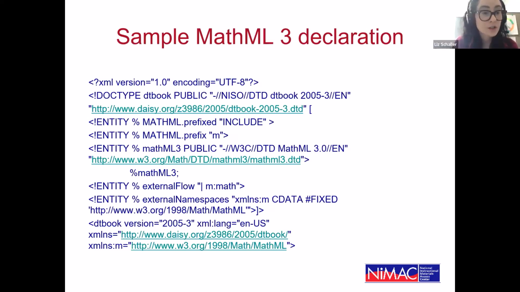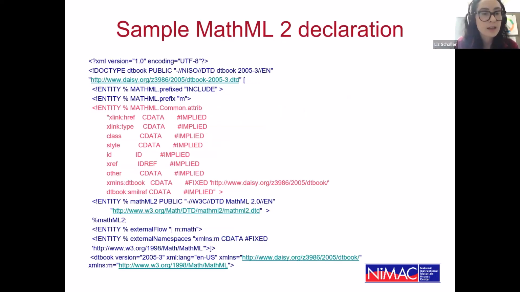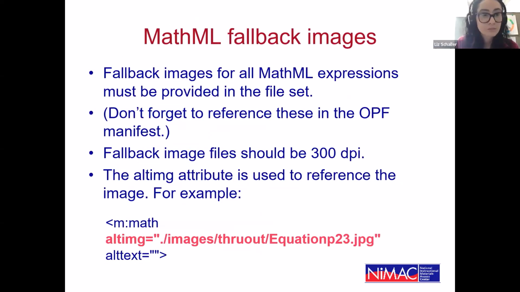This slide here shows the MathML 3 declaration. This would be required to be at the top of your file if you're providing MathML 3.0 in your file. And then here is the declaration for MathML 2.0, so you can see the difference here. And again, this is something that we check for every file that we receive that contains MathML.